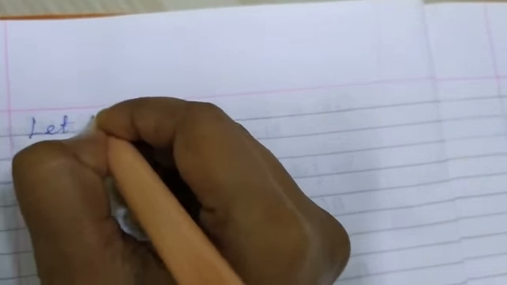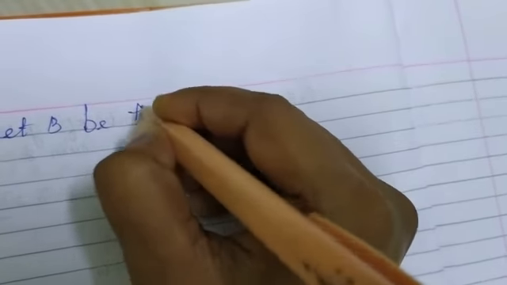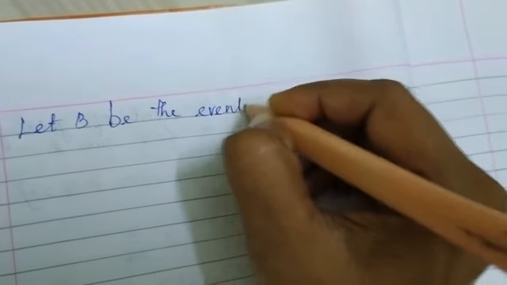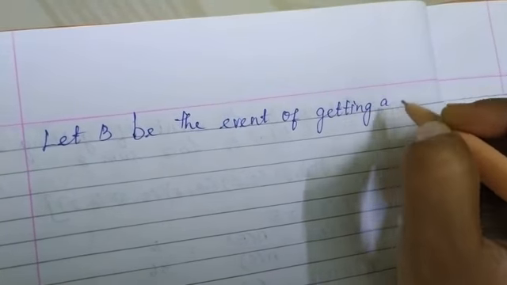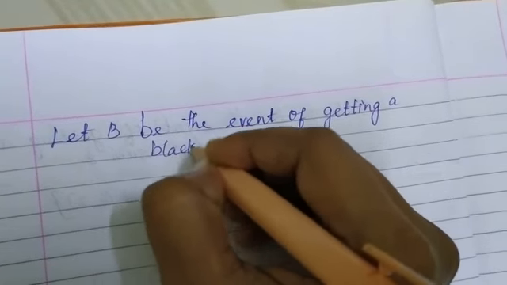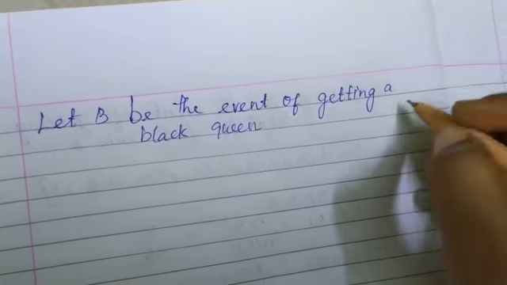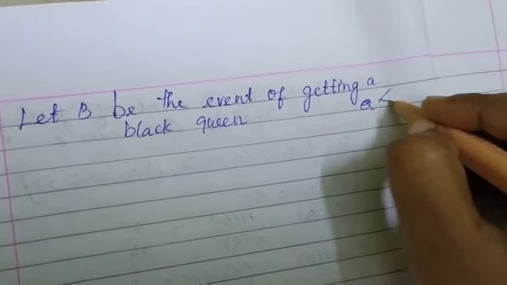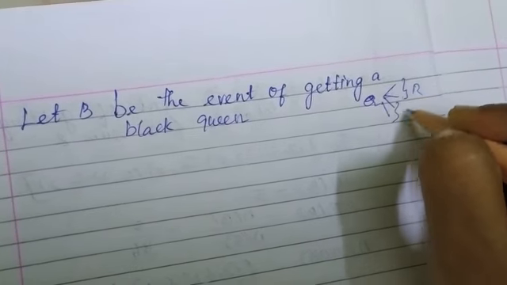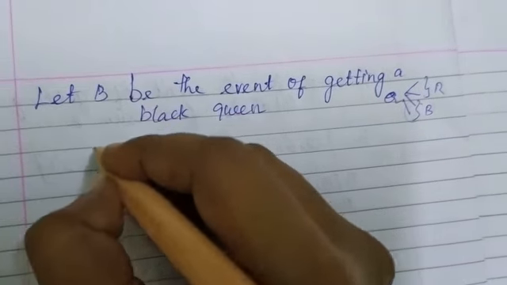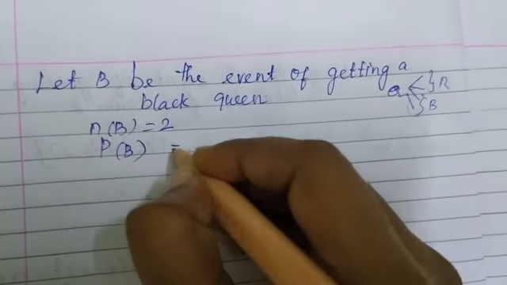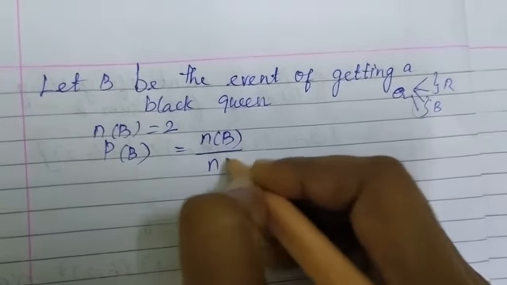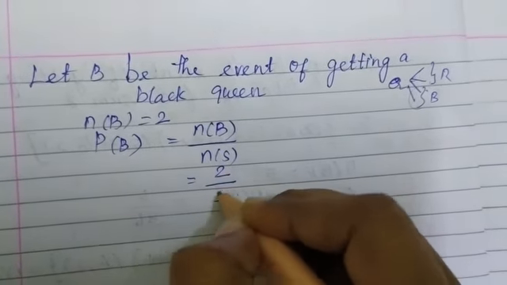Okay, next is black queen. So this event I'll take B. So let B be the event of getting a black queen. Okay, so queen also, I already told, 4 cards. Of 4, 2 are red, 2 are black. Here it is asking black card, so 2 black are there. So number of B is equal to 2. So P of B is equal to number of B by number of S. So 2 by 52.